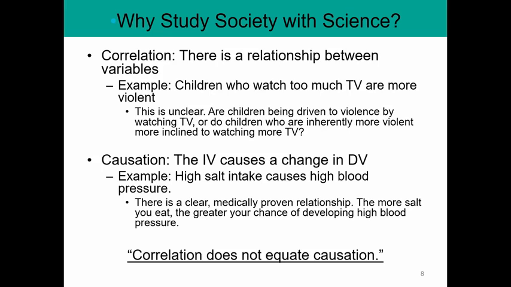Anyway, causation then is when it's clear that the independent variable causes a change in the dependent variable. For example, high salt intake causes high blood pressure. It is a medically proven and clear relationship that the more salt you eat, the greater your chance of developing high blood pressure. That doesn't mean that everyone that eats a lot of salt has high blood pressure, but it does mean that statistically you are more likely to develop high blood pressure if you consume a lot of salt. This is a proven causation.